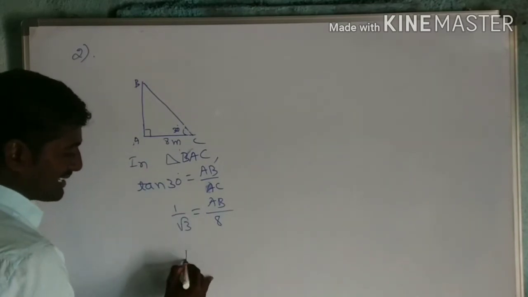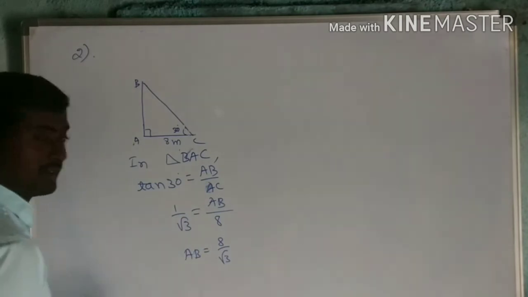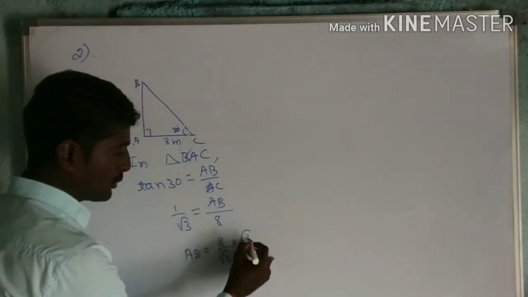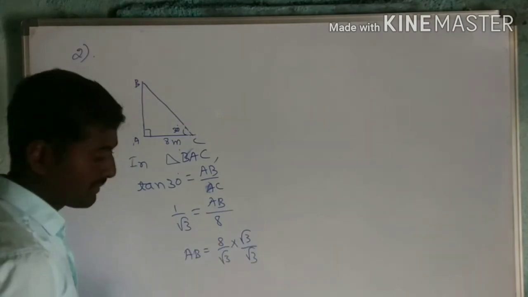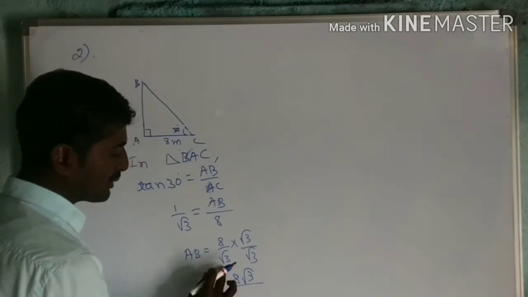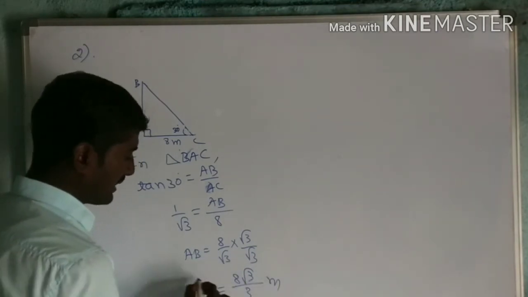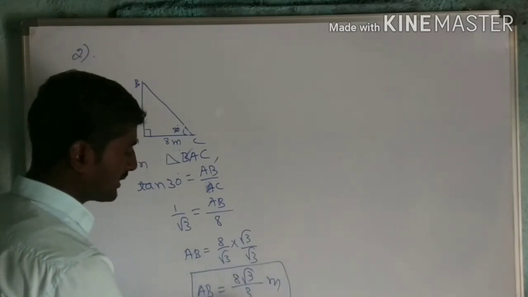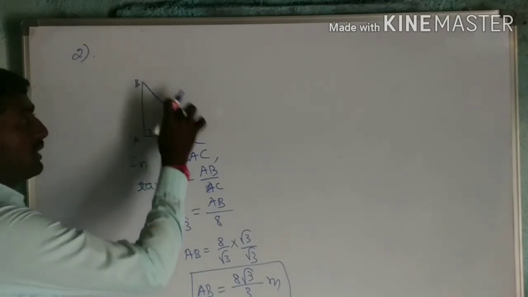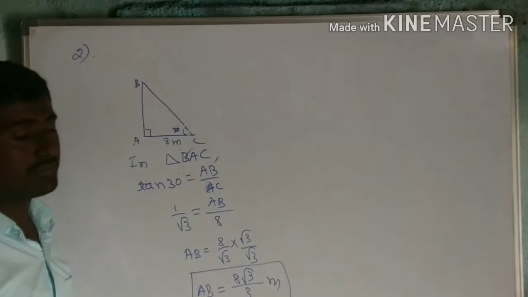Now cross multiplication. AB I will get as 8 divided by root 3. To write it in the simplest way, I have to multiply by its conjugate, root 3 divided by root 3. So the answer will be 8 root 3 divided by root 3 into root 3, which is 3. So AB you are getting as 8 root 3 divided by 3 meter. AB I got. Then I want BC because the height of the tree is nothing but AB plus BC.